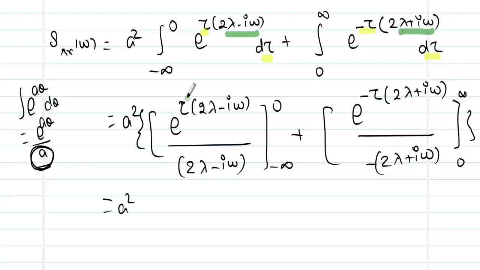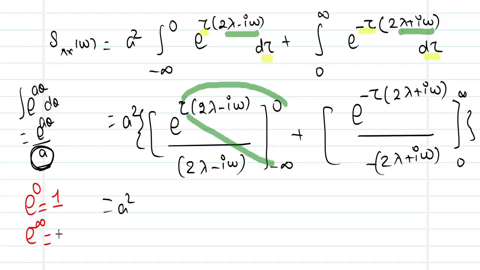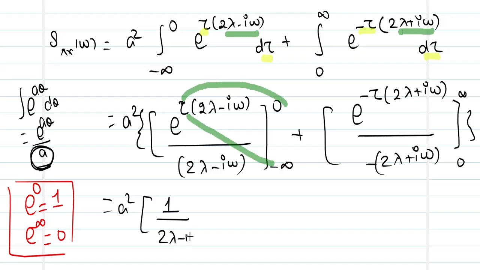What happens over here? Tau takes the value 0 and tau takes the value minus infinity, and we need to keep in mind that e power 0 is going to be 1, and e power minus infinity will be equal to 0. Keeping these 2 points in mind, e power upper limit 0 is 1. So you have 2 lambda minus I omega, upper limit minus lower limit. What will happen to e power minus infinity? It becomes 0.